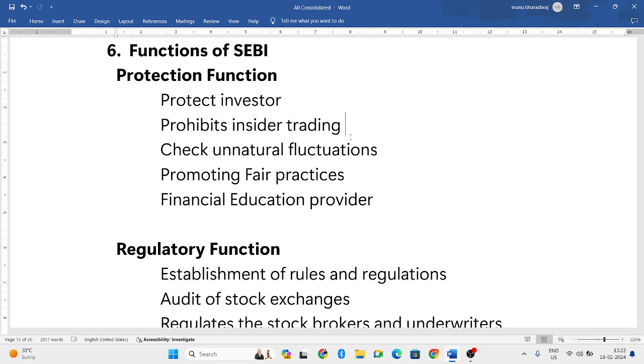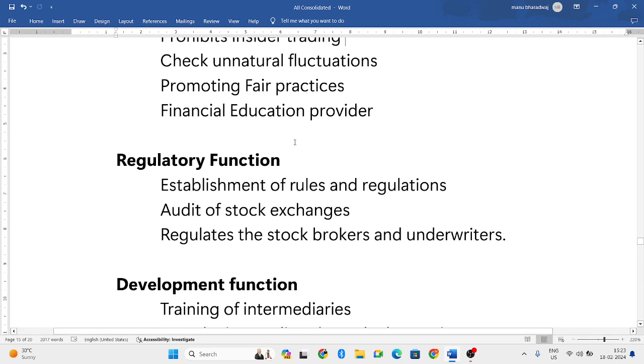Check unnatural fluctuations. Some speculators will create an artificial demand for the shares so that investors will come and buy. To attract investors, they will create an artificial demand. So in order to avoid all those things, the SEBI has a clear eye check on all this unnatural fluctuation. Next, promoting fair practices. So in case of buying of shares, selling of shares, transfer of shares, all the fair practices have been implemented by the SEBI.